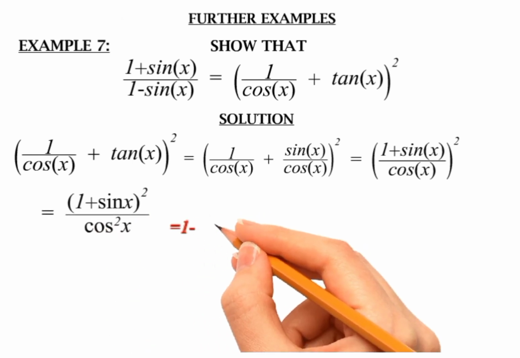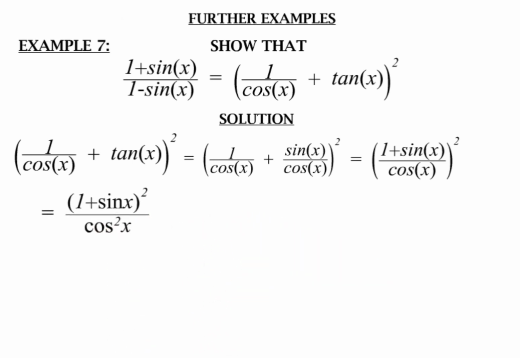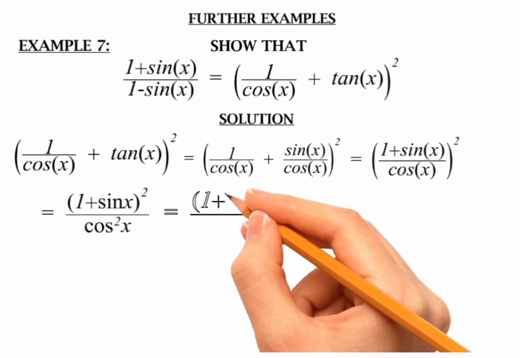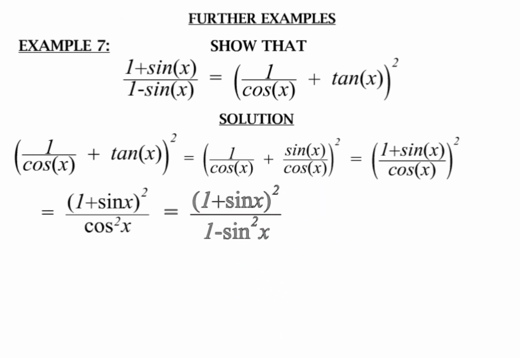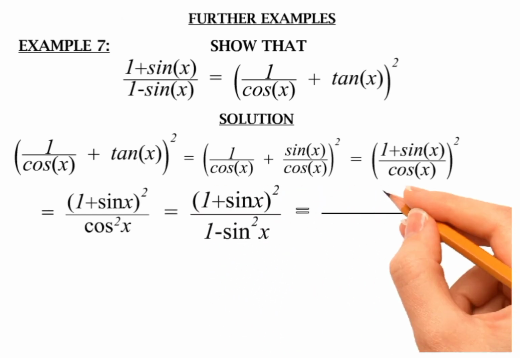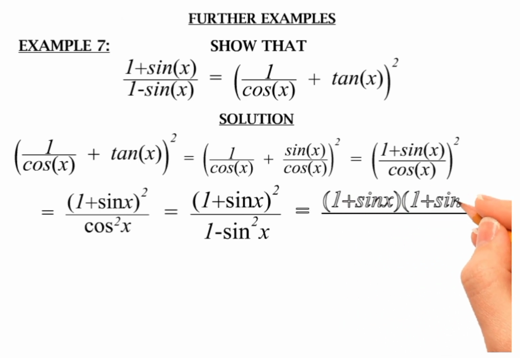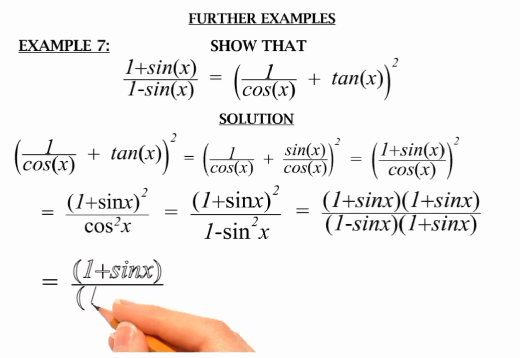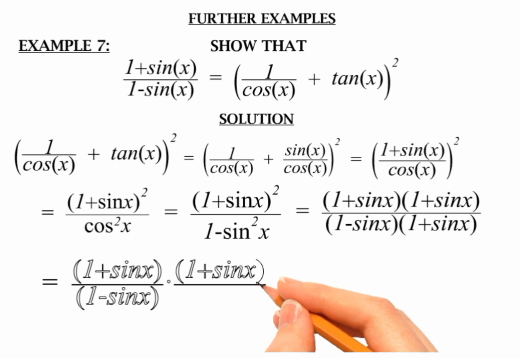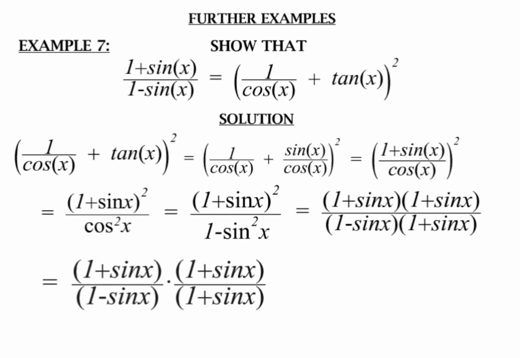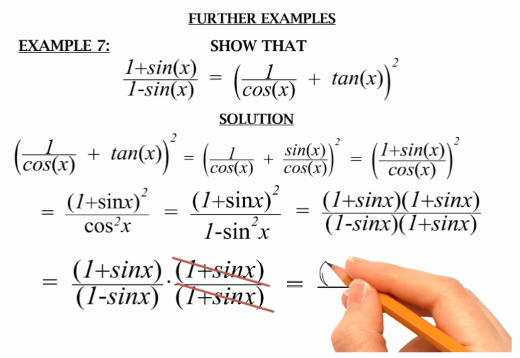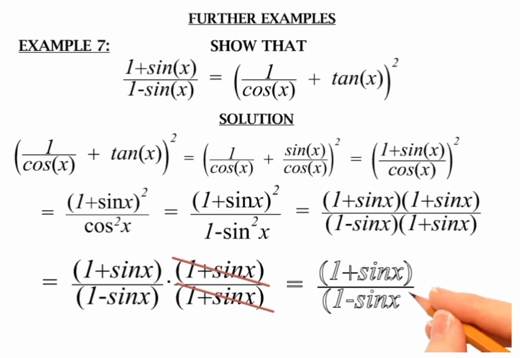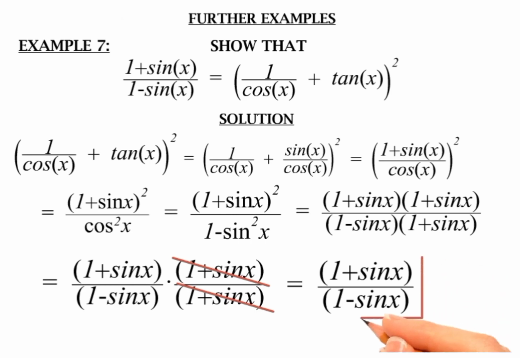By the first identity, the denominator becomes 1 minus sine square x. This can be written as a difference of two squares. By separating the numerator and the denominator into products, we see that 1 plus sine x cancels out, then we are left with 1 plus sine x over 1 minus sine x. This is the expression on the left-hand side, thus the proof is complete.